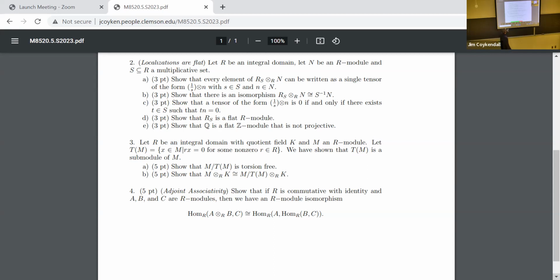Finally, 4, I promised you this one. This is the adjoint associativity problem. You can assume that R is commutative with identity, and A, B, and C are R modules. Then there's an R module isomorphism between here and here. We discussed what this one should be. See if you can figure out this one and then show that they compose in both directions to the identity. I think it's the best way to think about the problem.